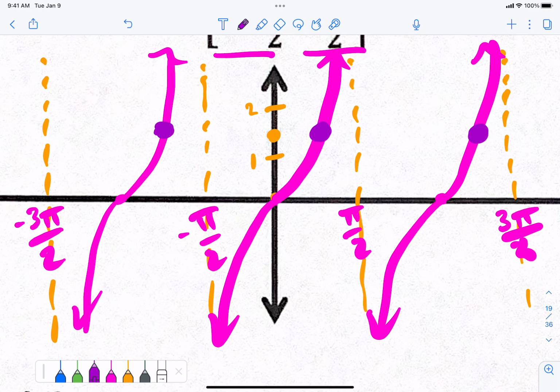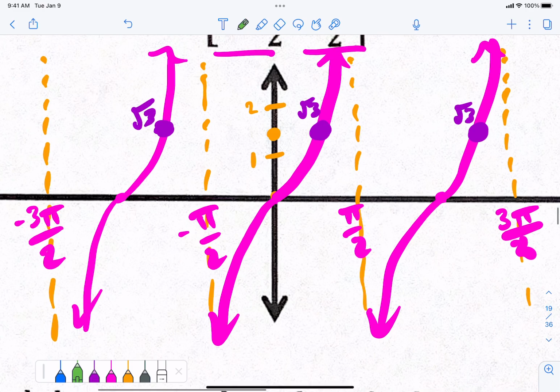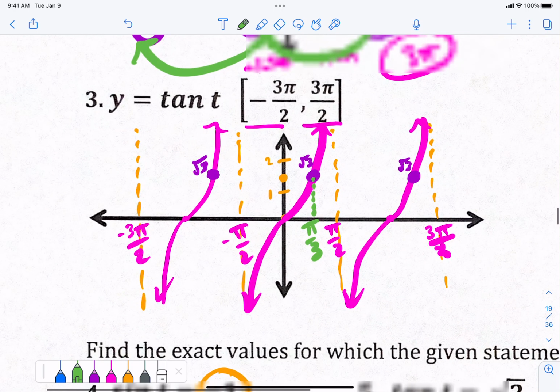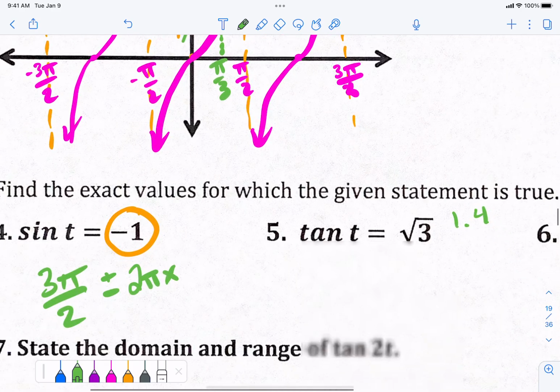Where in the first or second quadrant does tangent equal the square root of 3? I want this to be the square root of 3. Pi over 3. Is it pi over 3? Yeah. Okay, so what they're saying is that this dot right here is equal to pi over 3. That's where that dot is. Pi over 3 is where the square root of 3 is. So the first place he touches is at pi over 3.